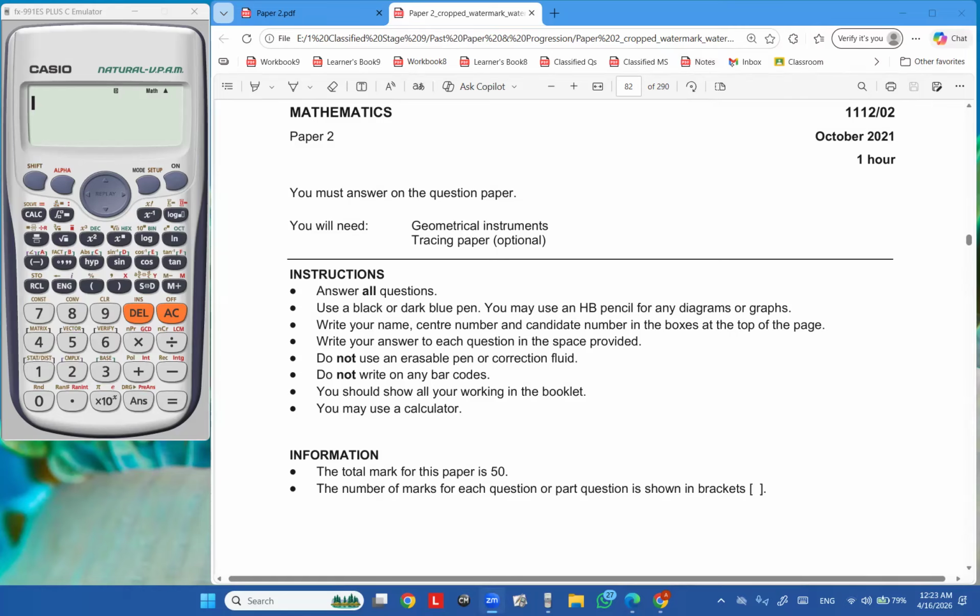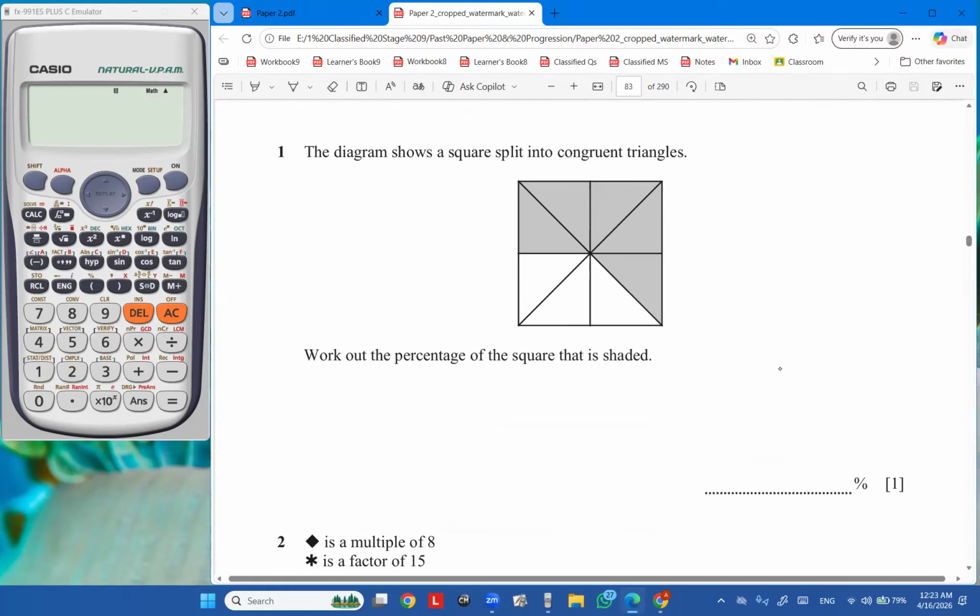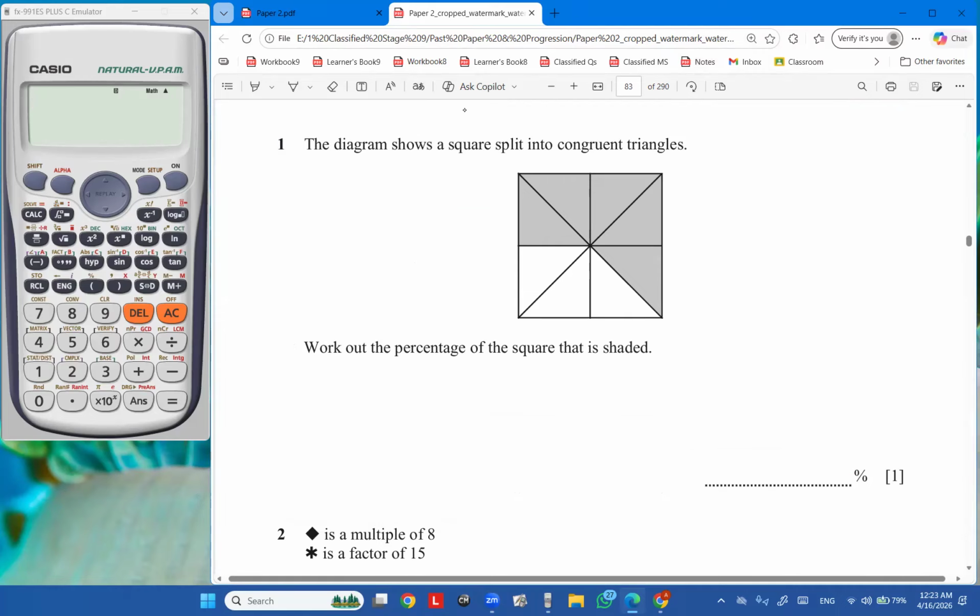And in today's video, we are going to discuss paper 2 of exam October 2021. The first question that we have over here is: the diagram shows a square split into congruent triangles. And the meaning of congruent over here is equal, or the same in size and length. Work out the percentage of the square that is shaded.